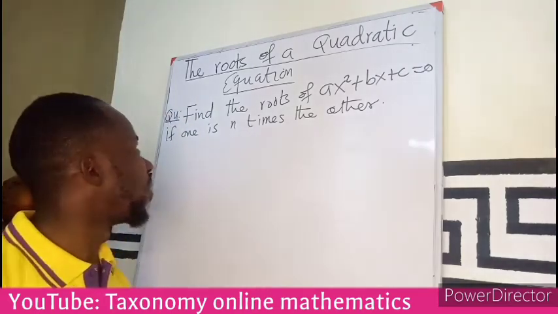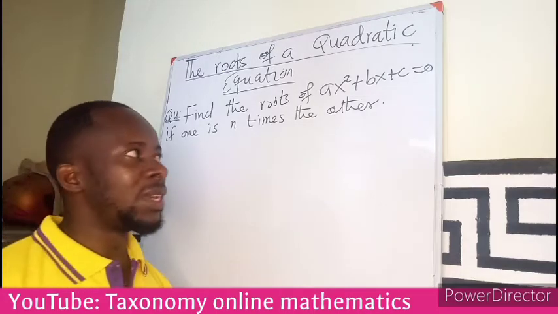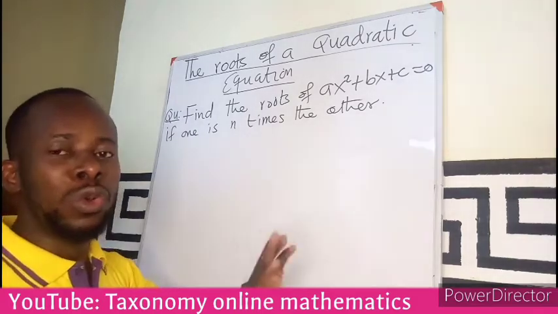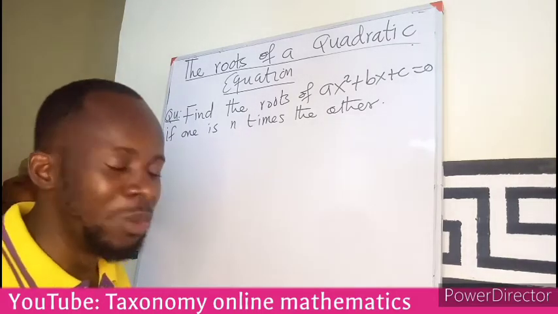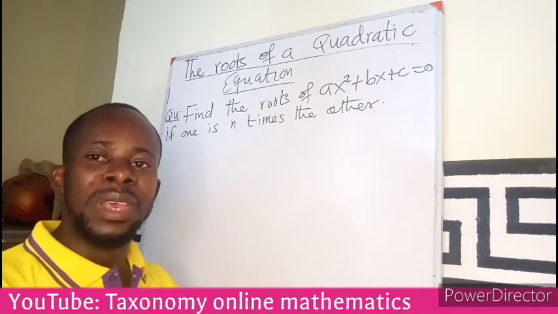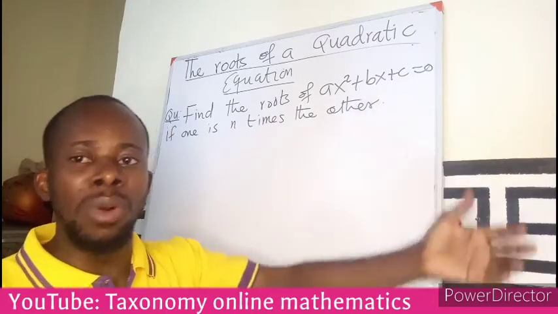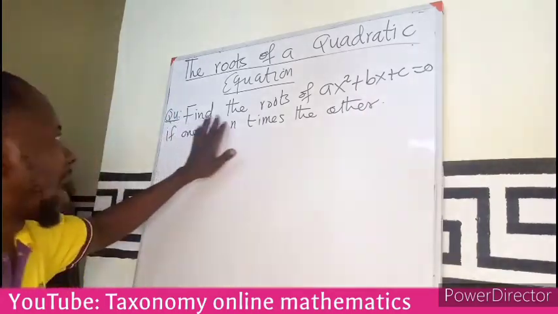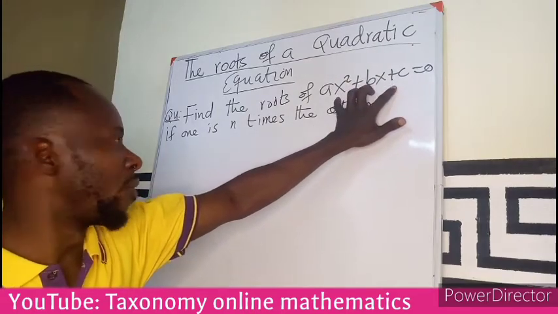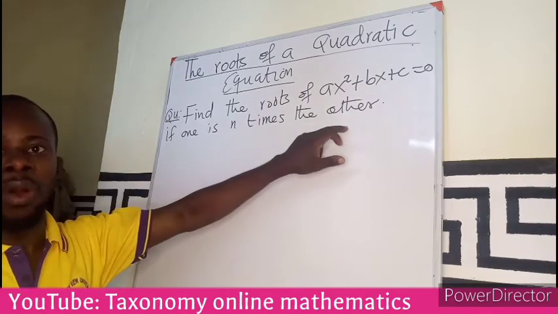Now we are still on finding the roots of a quadratic equation. There could be instances where the roots of the quadratic equation are given in terms of a factor, as in one root will be n times the other, or one root will be double the other. So we are asked to find the condition for the roots of a quadratic equation, in general form, if one of the roots is n times the other.